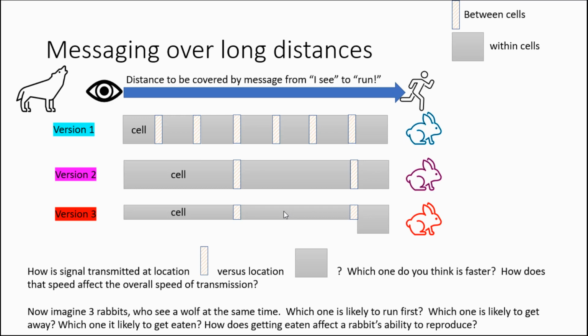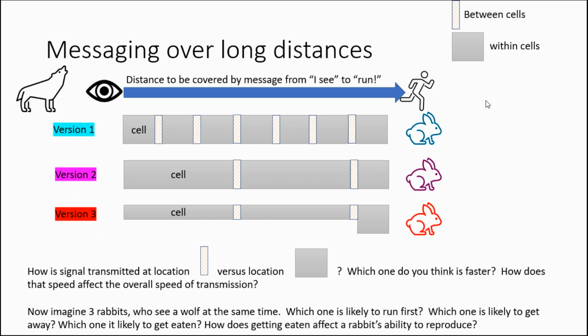So, nerve cells. Many of you correctly identified the fact that nerve cells take messages over a long distance, in both directions, right? They need both. Seeing goes to the brain. I see the wolf, and then you need the message back to the bones or to the muscles that says run, right? So if the distance you have to cover from "I see the wolf" to "let's go run" is this distance, then let's think about those three different versions.